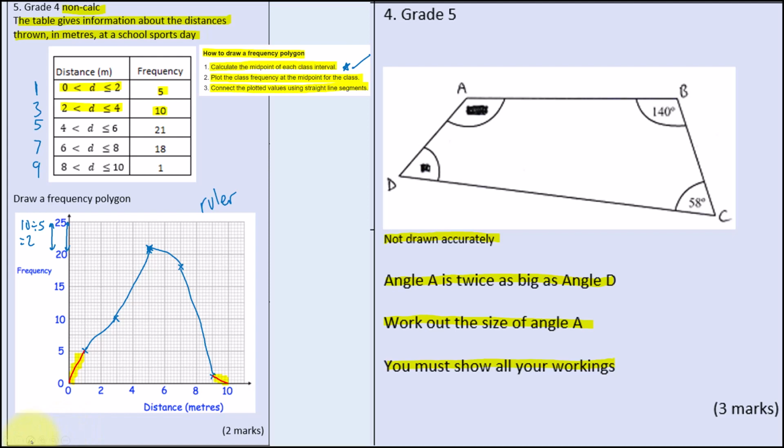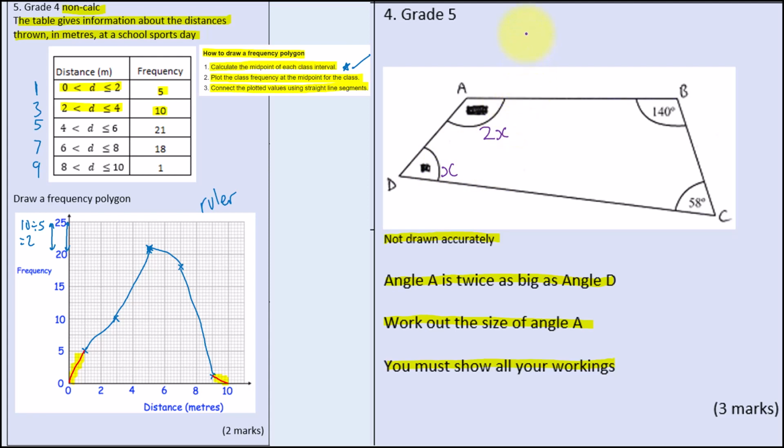So there are many ways you can do this. You could even do this mentally, but I would encourage you to use algebra because this will give you high level problem solving skills for more difficult questions. Angle A is twice as big as angle D, so if it's twice as big we can call this 2x, and so D is x, so A is twice as big as D.